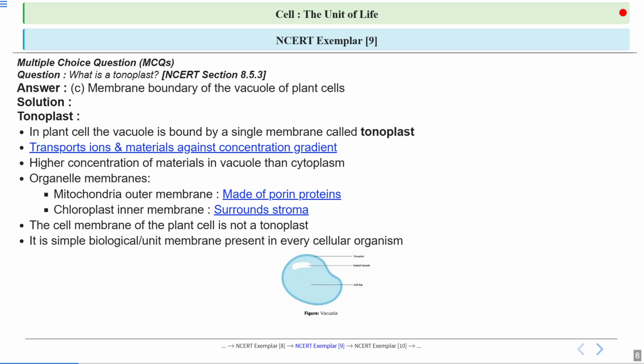Now here you can see the structure of the vacuole. This is the cell sap that is present inside the vacuole. There is a central vacuole, and you can see the tonoplast. The outer membrane is called the tonoplast.